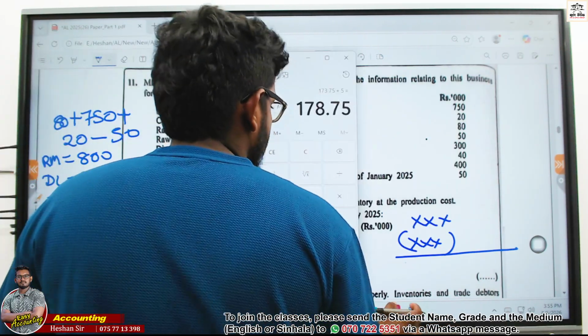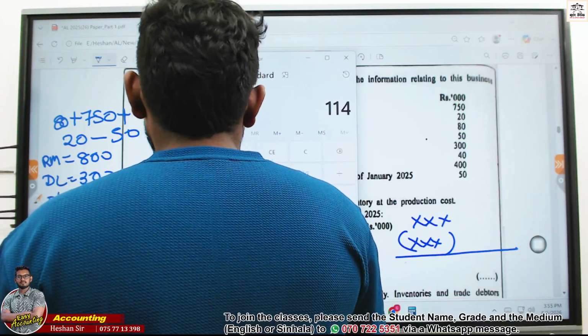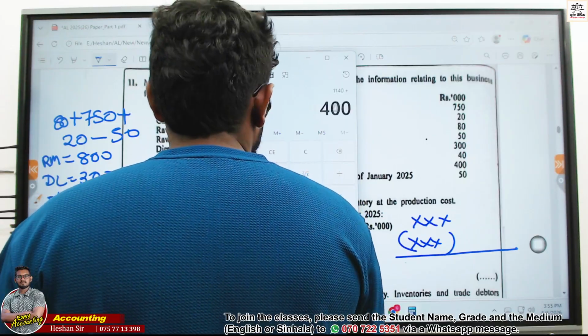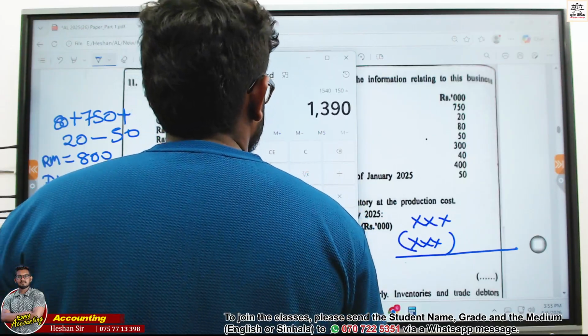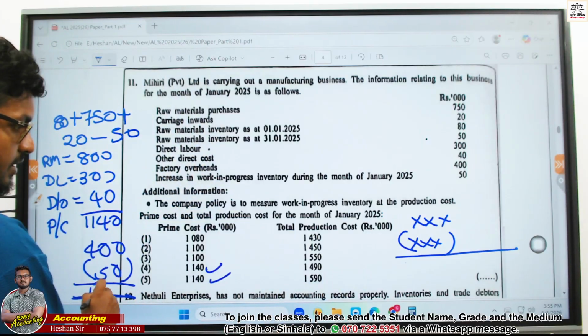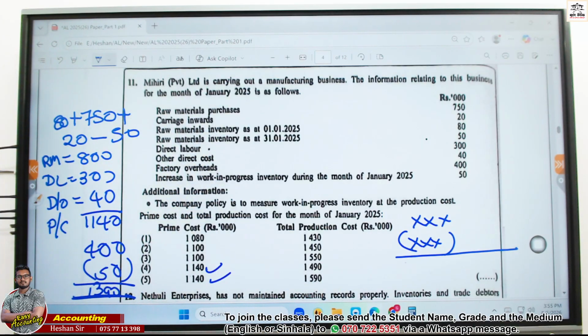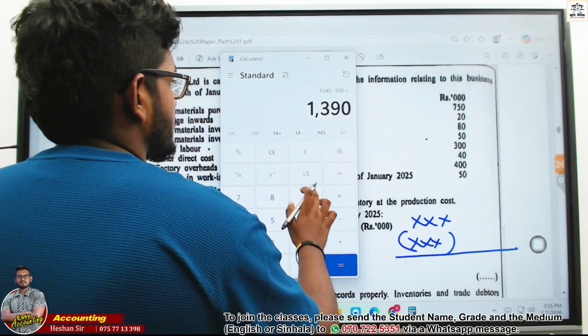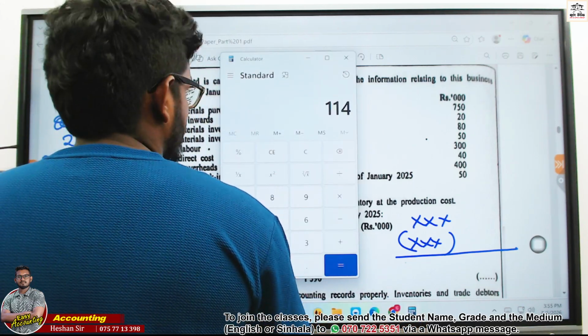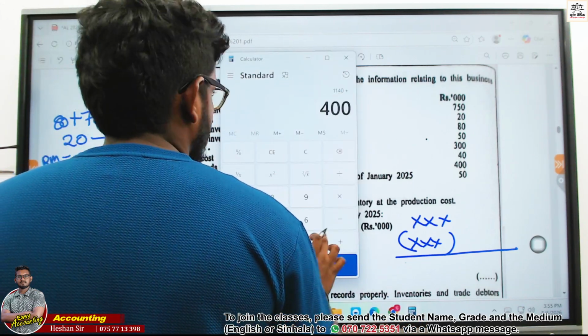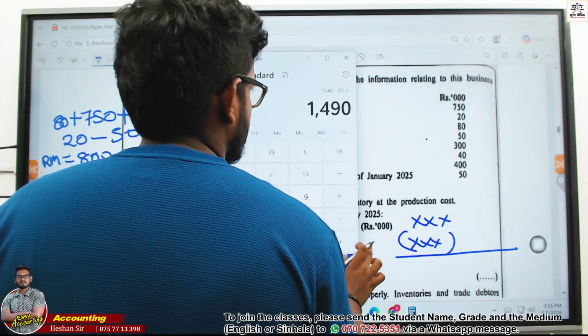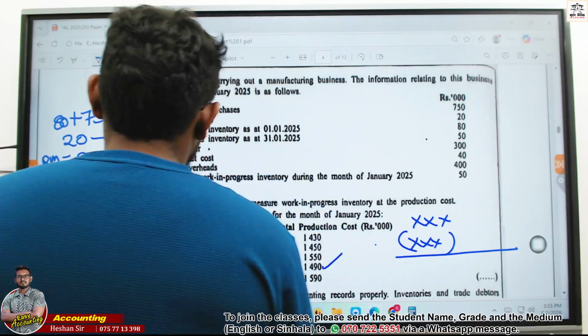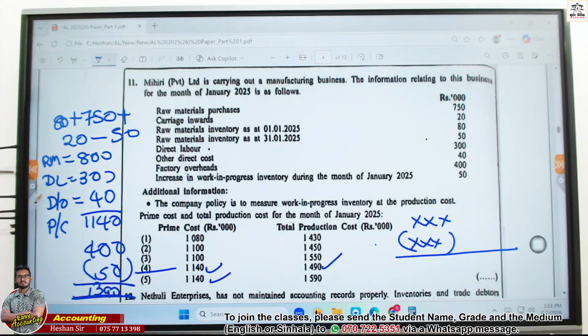So you can take 1140 plus 400 minus 50. How much? 1490. So the answer is number 4.